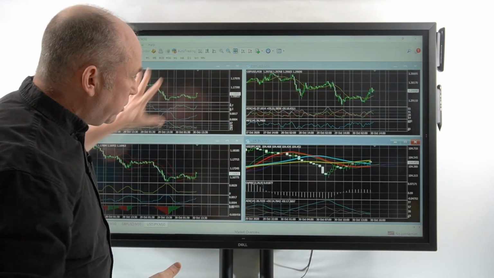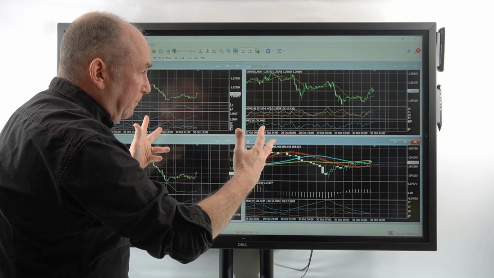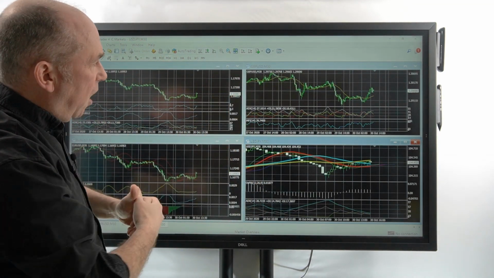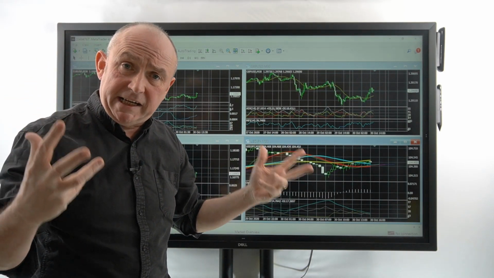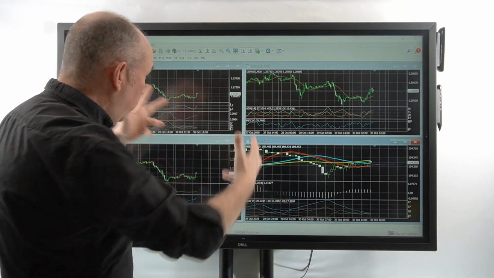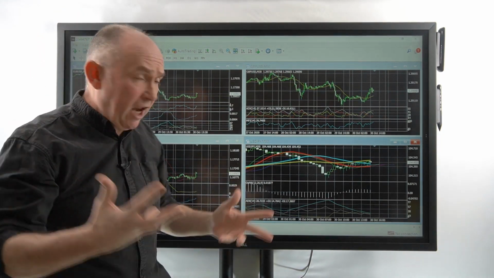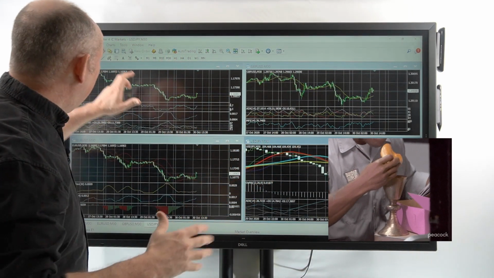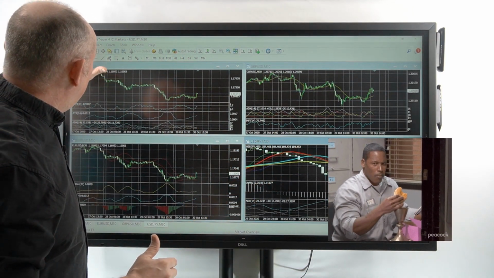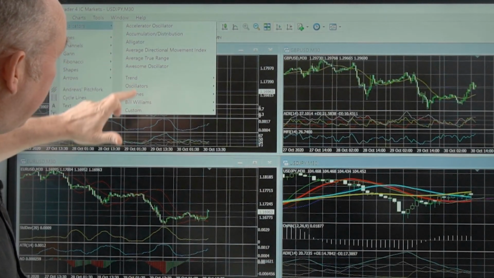You've got 4 charts normally, and there's so much information on there. Any untrained eye will look at that and think, wow, this is really complicated. I've got lots to learn, all these bells and whistles that are going on here. There's so much to learn, and I've got to find in there somewhere the holy grail. Look up here. You go to the inserts, indicators. There are so many different indicators.